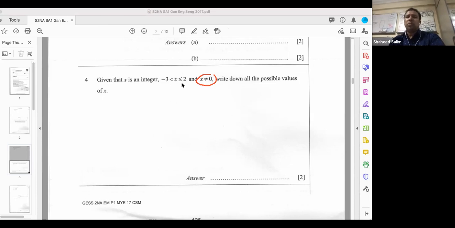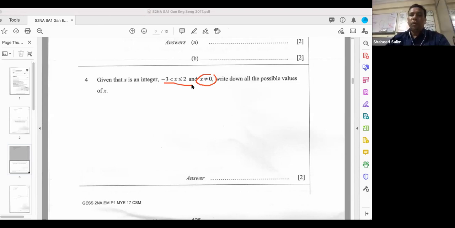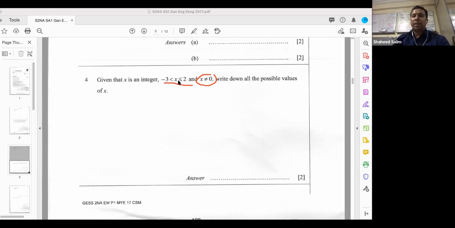In order to do this, you must know how to read this. So we ask Inshira, how do you read this inequality? Can you read? Negative 3 is smaller than X. Okay, we don't read that way. We read the opposite. We start with X. X is greater than negative 3. X is smaller or equal to 2. Good. Okay, so write down the possible numbers.